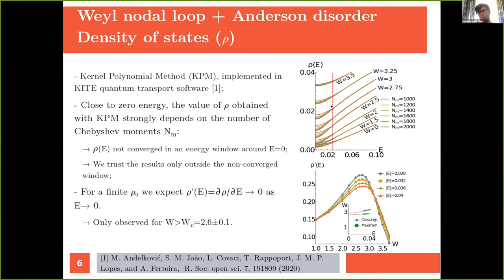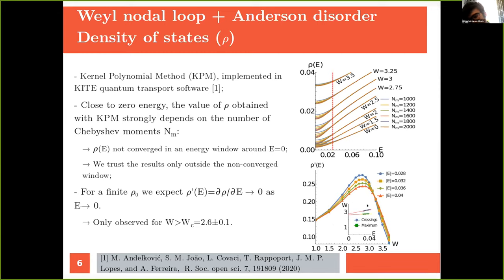So what we did to try to circumvent this problem was to define an energy window above which we considered the results to be converged with the energy resolution, and then try to guess what would happen for zero energy based on those results. And on top of that, we realized that to get the finite density of states at zero energy, we expect the derivative of density of states with respect to energy to go to zero as we approach zero energy. And we can plot instead this derivative, and we can do this as a function of disorder and reduce our energy here up to where we can, so up to where the results are converged.